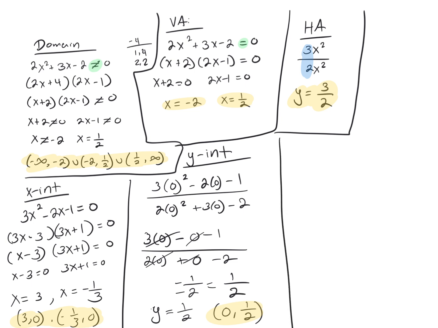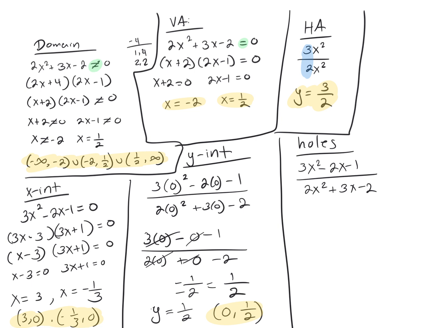And then we're going to be looking for the holes. Now for the holes, remember, we're going to factor the numerator and the denominator, so I'm going to write the entire problem first. So it's going to be 3x squared minus 2x minus 1 over 2x squared plus 3x minus 2. Now, we have already factored the numerator and the denominator.